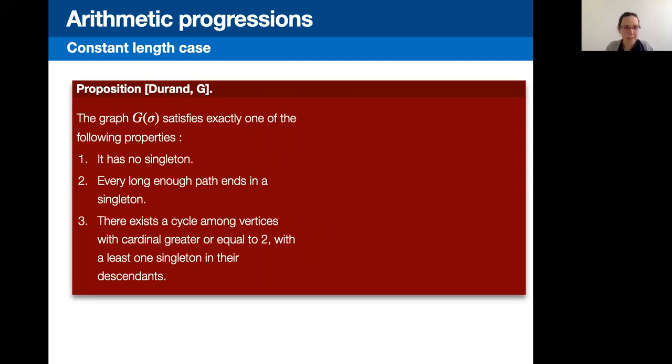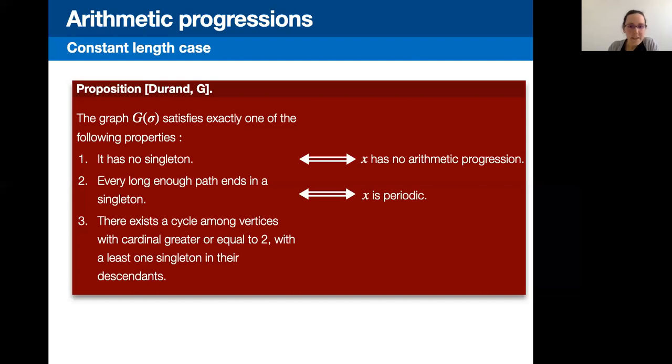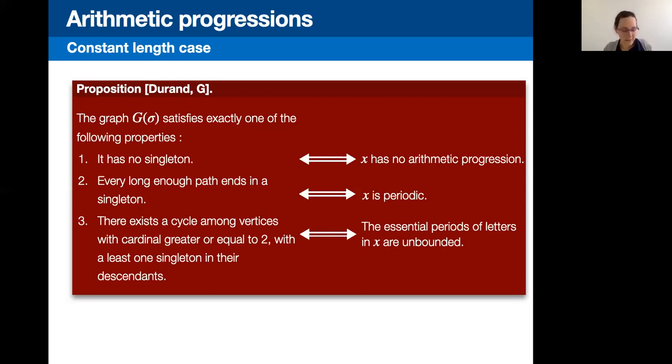These properties can be translated in the case of our substitutive sequence in this way. If we are in the first case, then X cannot have any constant arithmetic progression. I should write no constant arithmetic progression, sorry. In the second case, this means that X would be periodic. And in the third case, this means that the essential periods of letters in X are unbounded. So we see that we don't have a large variety of behavior, and we should be in one of these three behaviors.